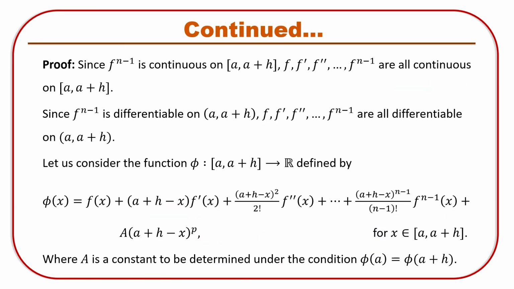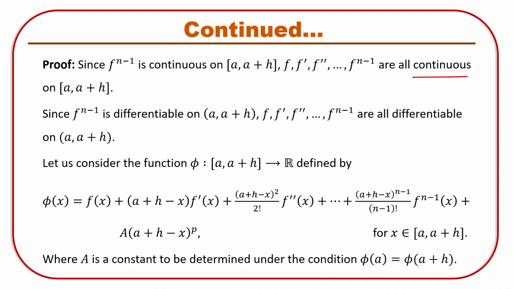So, how to prove this one? The proof is quite easy if we go step by step. Since the (n minus 1)th derivative is continuous on the closed interval [a, a plus h], that means all those functions, f, the first derivative of f, second derivative, third derivative, till (n minus 1), are continuous on the closed interval. Similarly, all these are differentiable on the open interval (a, a plus h), right. So, now construct a function.